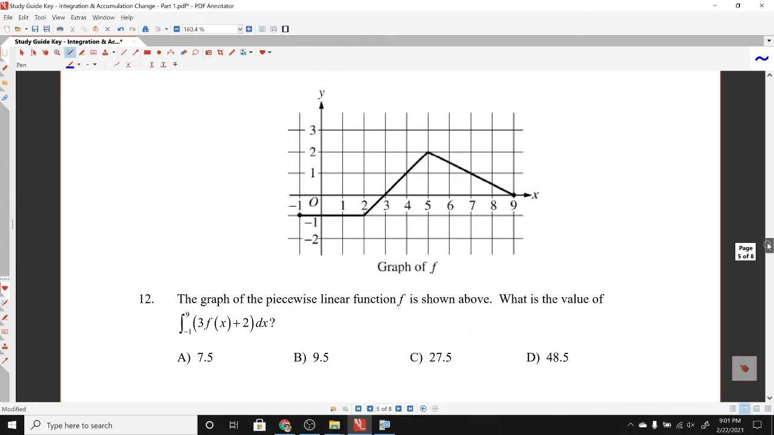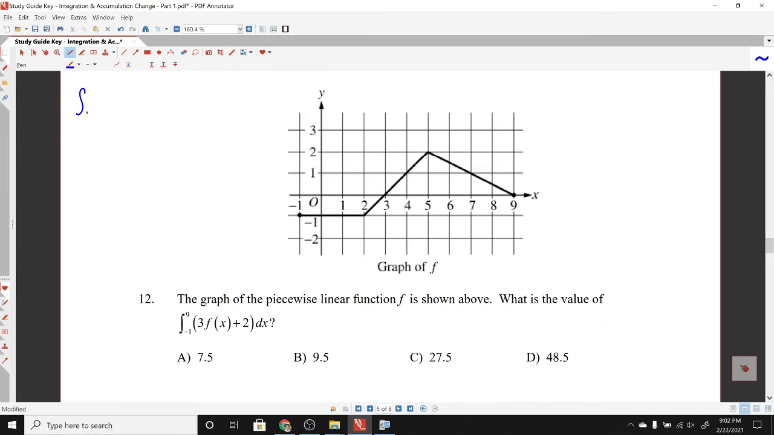Number 12, the graph of the piecewise function is shown above. What's the value of the integral from negative 1 to 9 of 3f of x plus 2? Very much like the problem we just did above. In fact, the function inside is the same thing. So we're going to do pretty much the same thing.